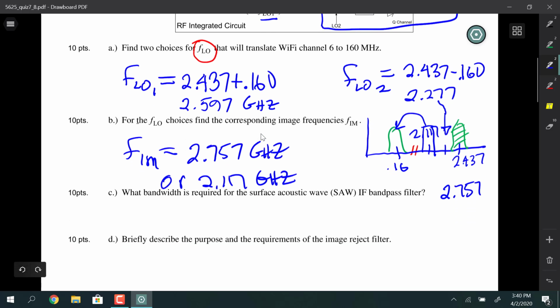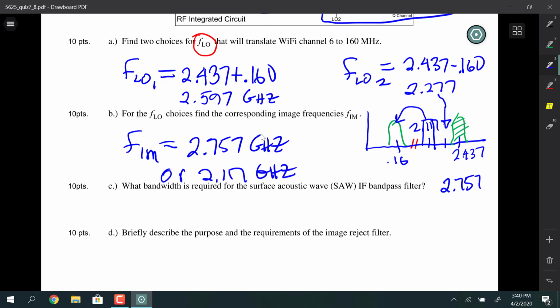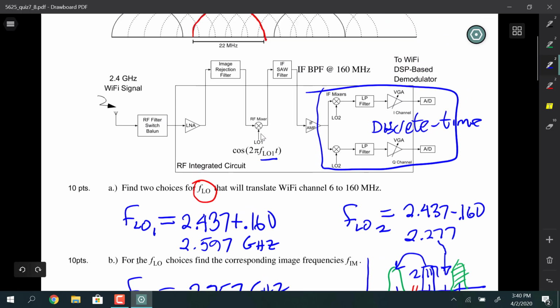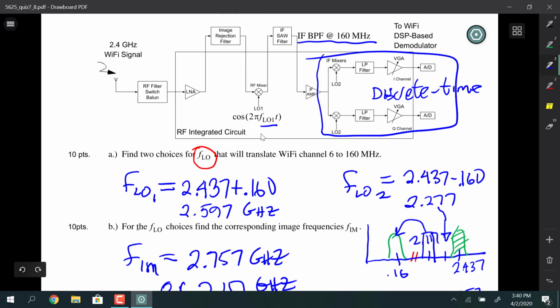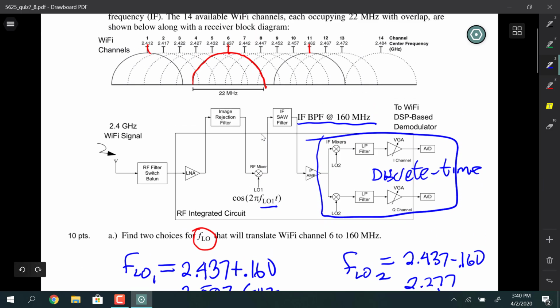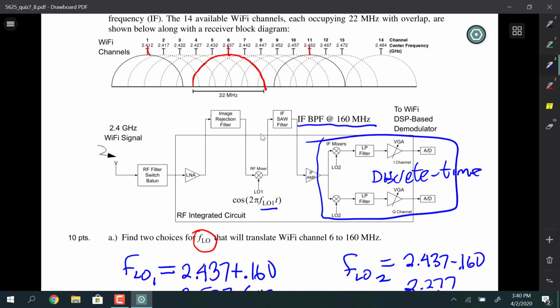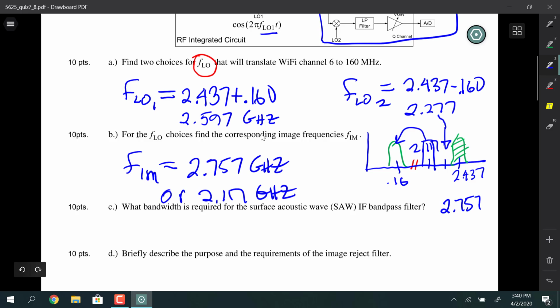So set that aside for a second. Then move on to the third related topic, and that is what is the bandwidth that we need for this SAW filter, and that's this element or component up here. It's centered at 160 megahertz, but we need it to just pass our signal, and yes, give or take anything, probably a little bit of pad in there, but 22 megahertz is the answer that I was looking for.